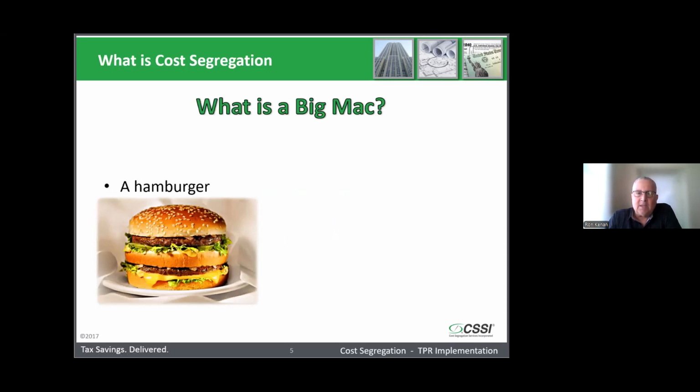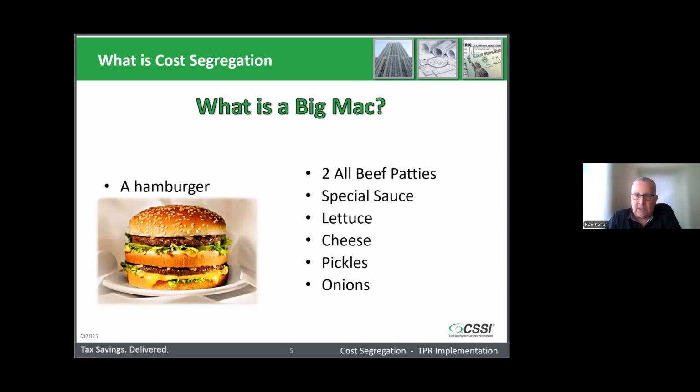What is a Big Mac? So a Big Mac is, you can say it's a hamburger, but if you go into more details, you say, okay, it's also made of 2 beef patties, there is sauce, there's lettuce, tomatoes, there's sesame seed buns. So it's made of different components, okay?